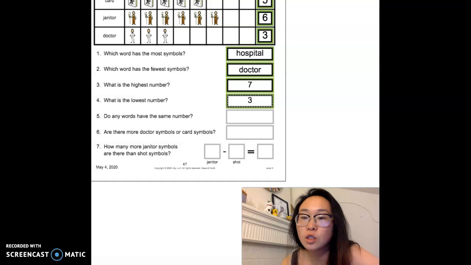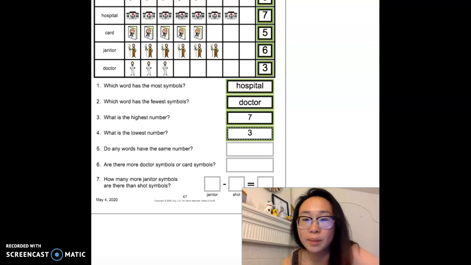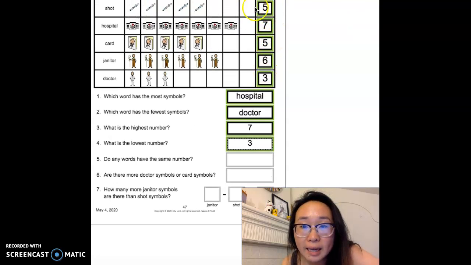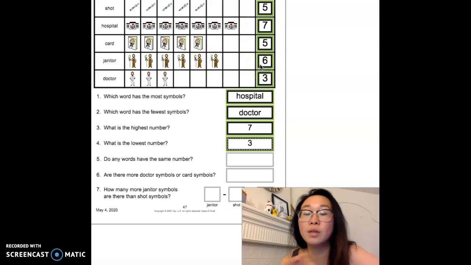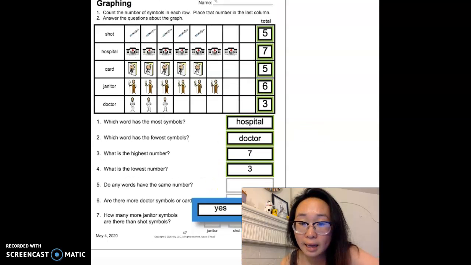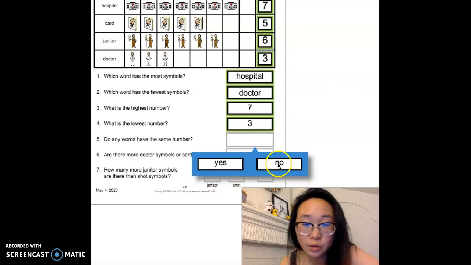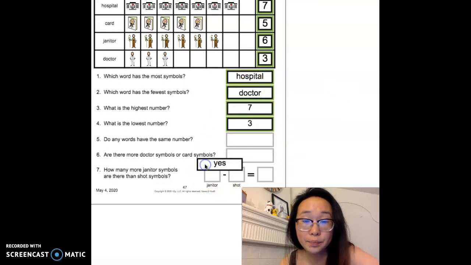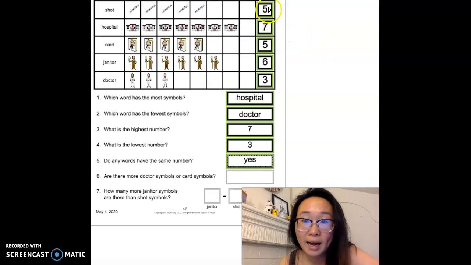Do any words have the same number? Same number. So let's look. See, are any of these the same? 5, 7, 5, 6, 3. Which words have the same? Oh, so we're answering either yes or no. Let me scroll so you guys can see that. We're answering yes or no. Are any of them the same? Yes. Sorry I have to do so much scrolling. 5 and 5 are the same.